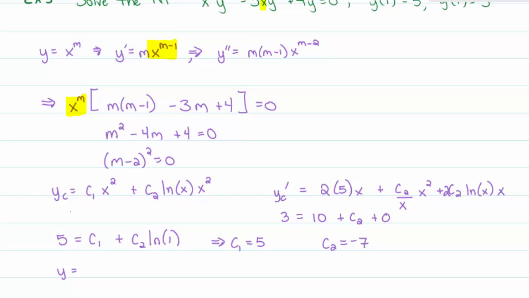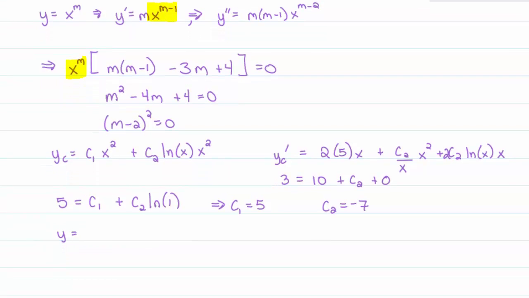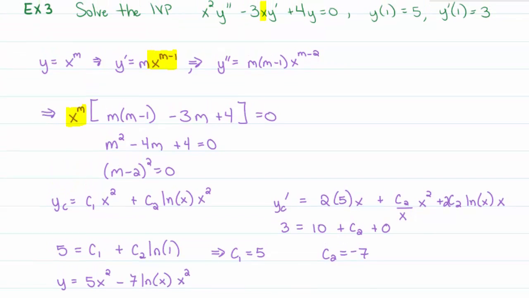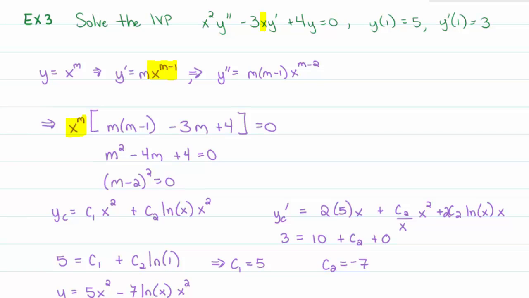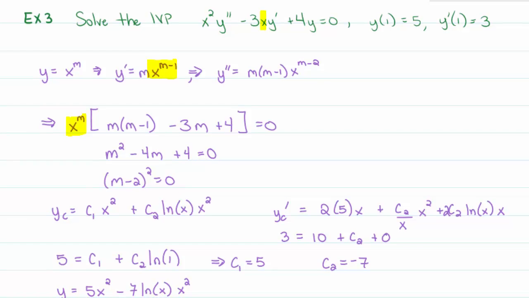Notice that I dropped the subscript of sub c. It's a pretty good habit to get into when you get particular solutions, like not a general parameter, a family of parameters solution, but an actual solution to this. So it is going to be 5x squared minus 7 natural log of x squared. That is the solution to the original Cauchy-Euler differential equation. All right, that's it for this one.